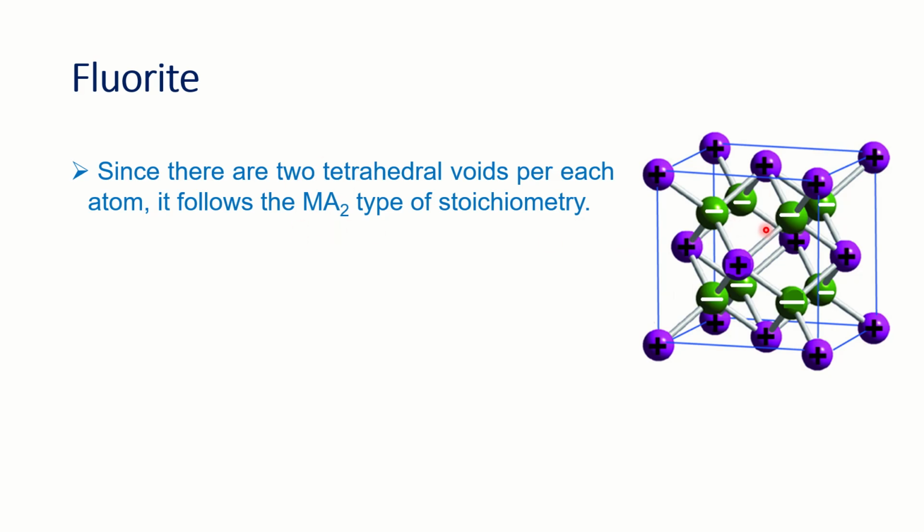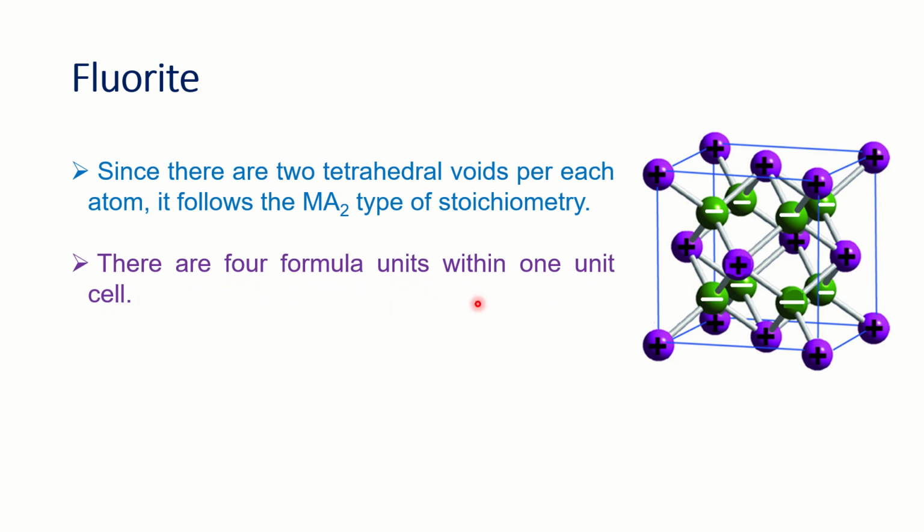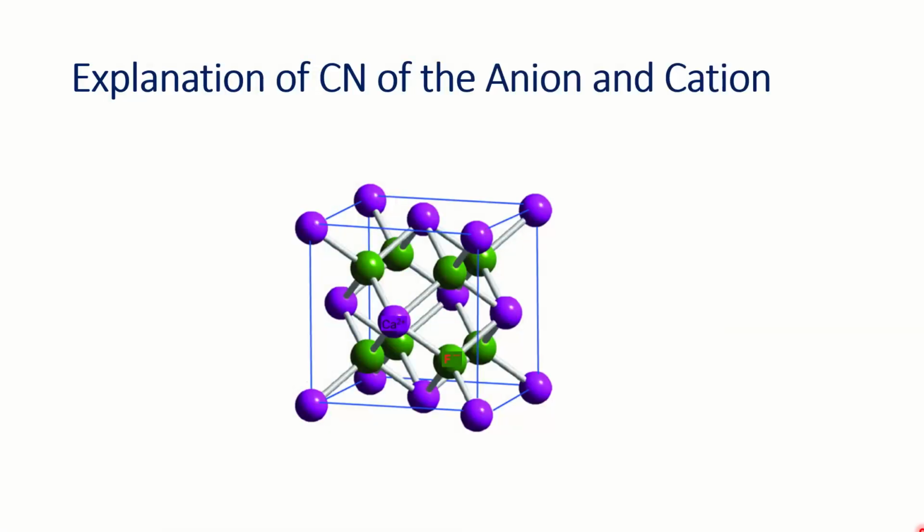Okay. And since there are 4 calcium inside and 8 fluoride also inside, you can easily conclude that there are four formula units within one unit cell. Now, here, as I have said, this is the calcium ion. Let me show you that each calcium is surrounded by 8 fluoride, and each fluoride is surrounded by 8 calcium with the help of some animation.